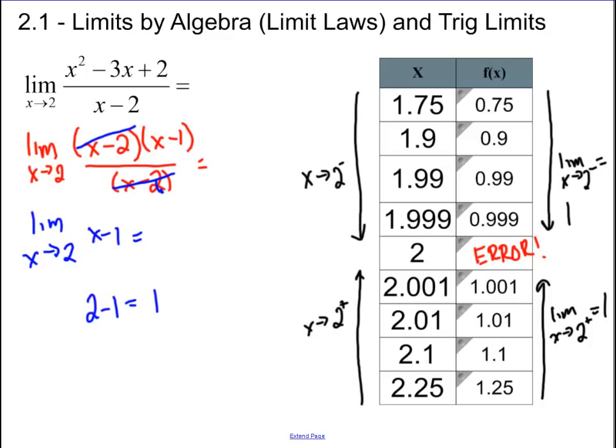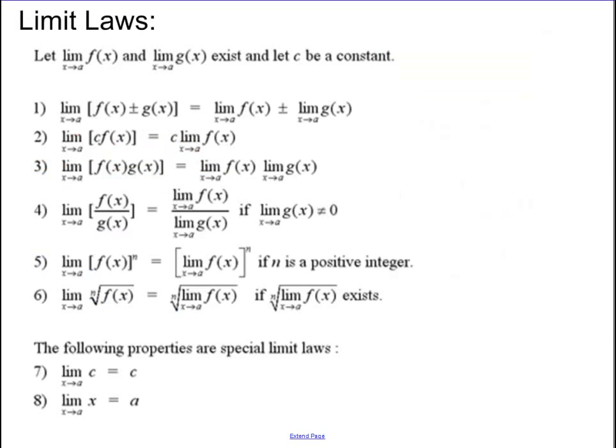So some important limit laws that we have. When you're adding or subtracting, you can separate that limit out into each individual function. The second one, I can pull a constant out in front of the limit, so a number that's sitting in front of a value. If you're multiplying, you can multiply individual limits. Same thing with division, as long as the bottom doesn't equal 0. You can pull a power out in front, and even a root out in front.